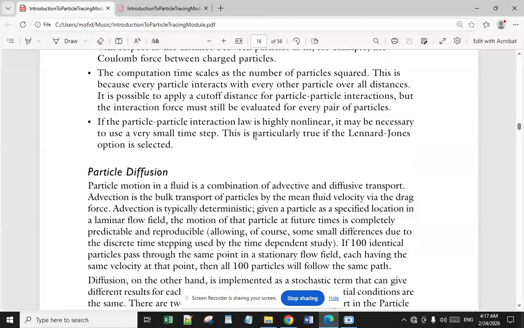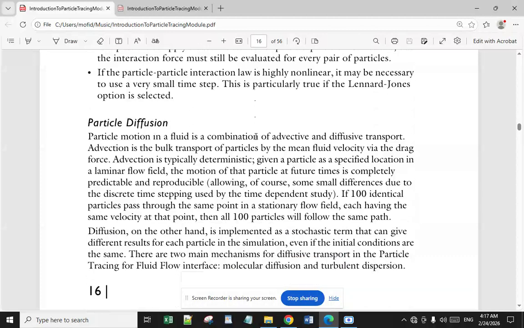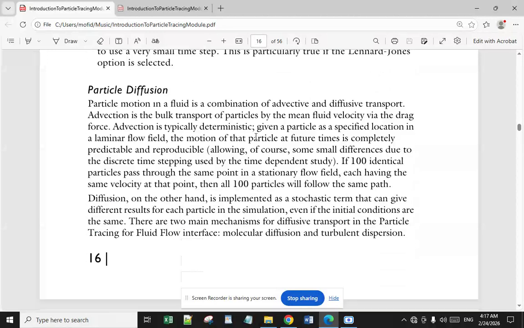It is possible to apply a cutoff distance for particle-particle interactions, but the interaction force must still be evaluated for every pair of particles. If the particle-particle interaction law is highly nonlinear, it may be necessary to use a very small time step. This is particularly true if the Lennard-Jones option is selected.